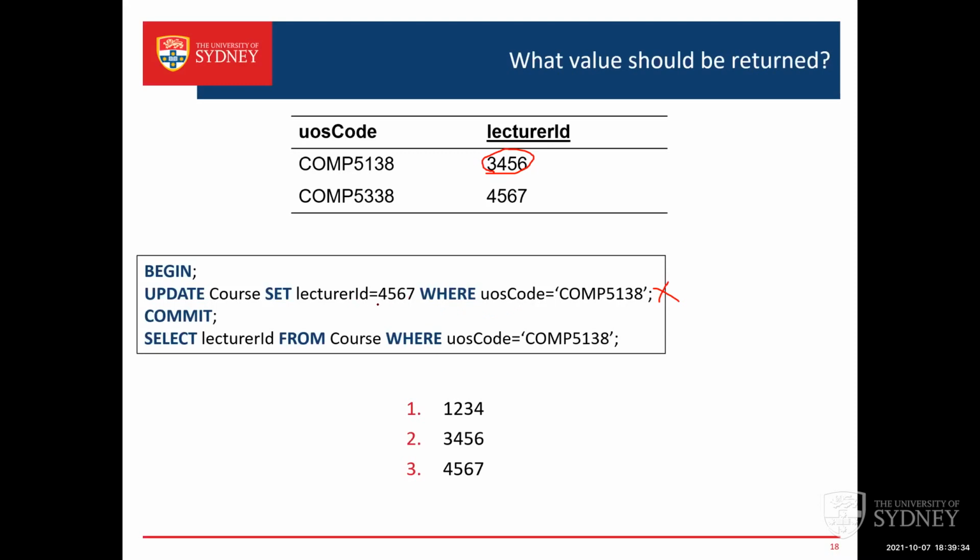Once again, I'm trying to set 4567, but I already have 4567 as a lecturer ID. Since lecturer ID is a primary key, I cannot insert the same value twice. So this transaction will be aborted. Right? So although I have a commit, this is a failed transaction. Since this failed, no effect in here, I am going to get 3456. Hopefully making sense.